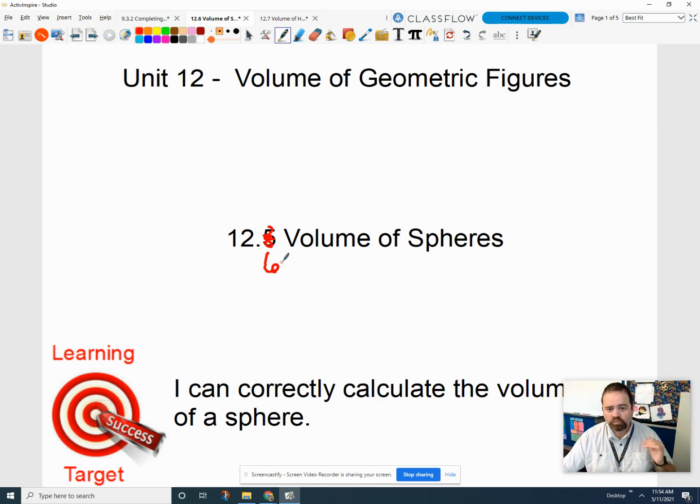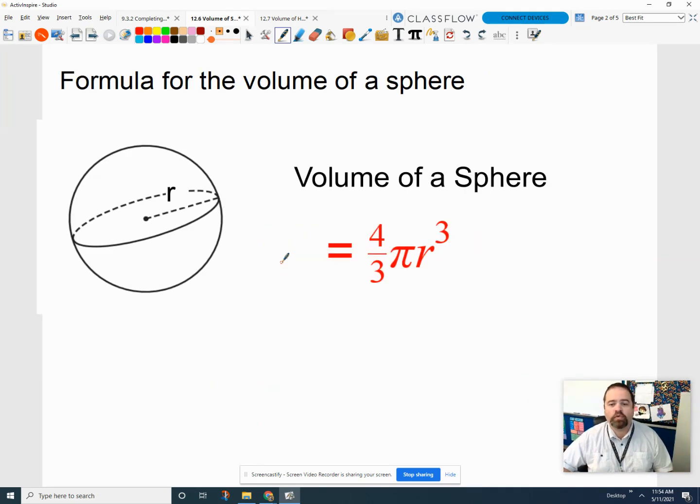So what I can do, however, is show you the formula. I can show you how to use it, and we can just keep going with our volume stuff that we're doing. So here's your formula for the volume of a sphere. If you are given the radius, the formula is 4/3 times pi r cubed. I'm stressing that it is cubed, not squared, because volume is three-dimensional. It's going to be a little different.